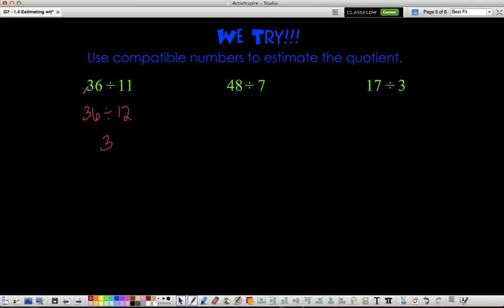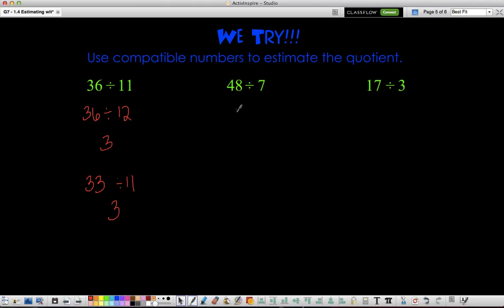Again, I could also say that 36 is close to 33, which is divisible by 11, and that's going to tell me also that my answer should be around 3. Notice I didn't go to 30 and change this to 10 or go to 40 and change this to 10. No, just change one number.